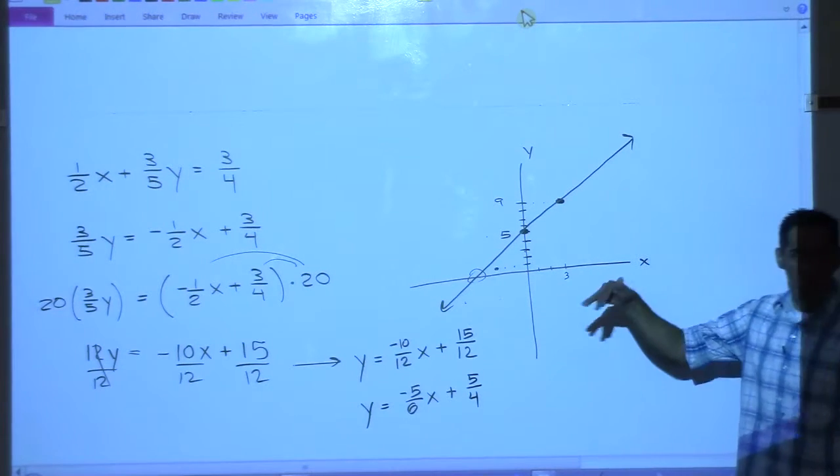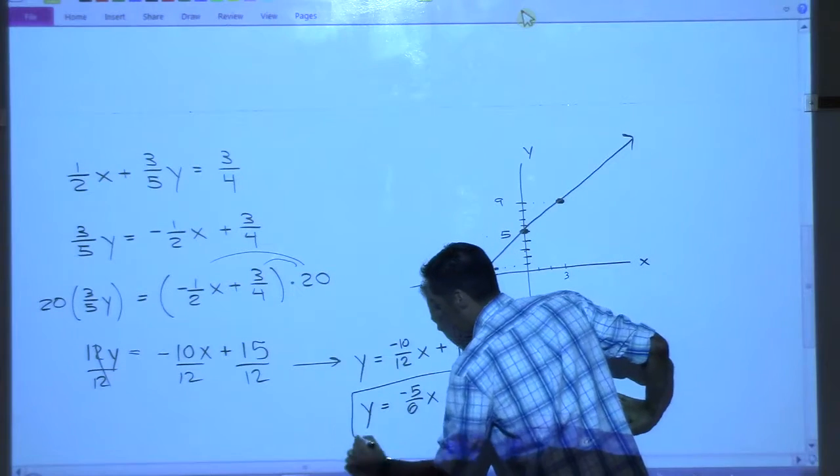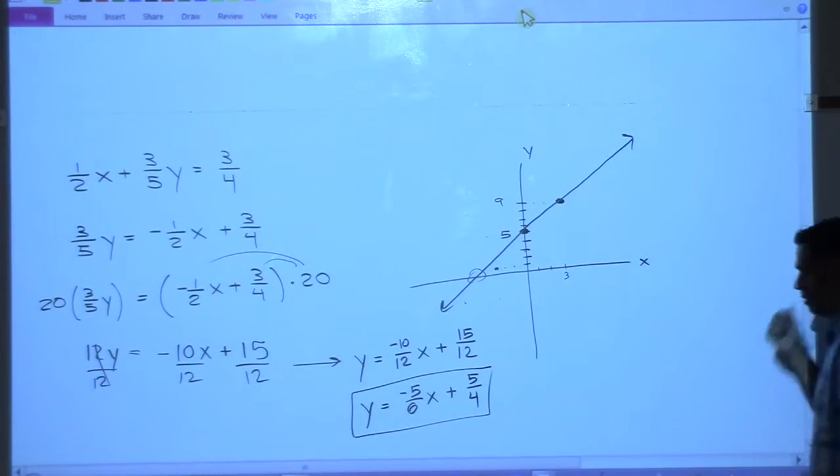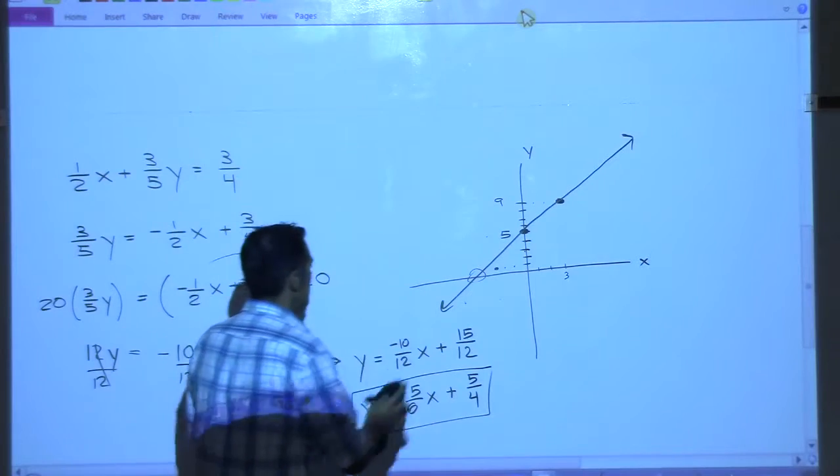Now, does that look like y equals mx plus b? Yes? So we have what we wanted. Now we go to graph it. And this is where I think you're going to see that things kind of suck a little bit here. But it is what it is.